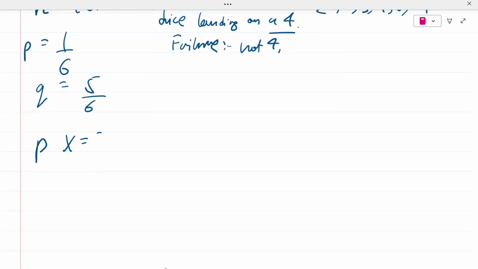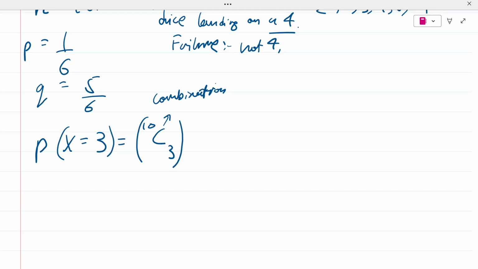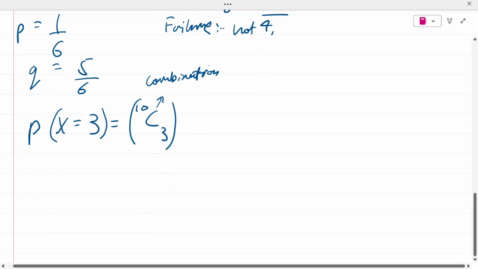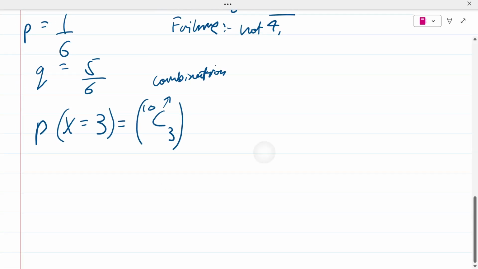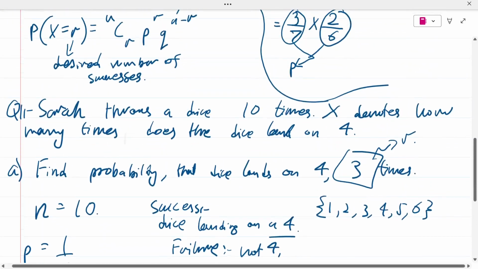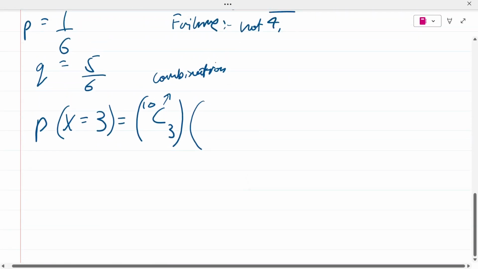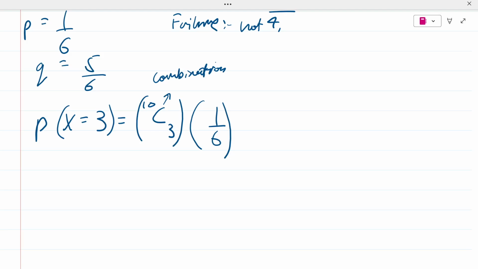P(X = 3) is equal to NCR. What is N? 10. C, and R is 3, right? Now what is C? This is actually combination. You're going to learn more about it when we start learning about combinations and permutations. But for now, this is combination. You're just going to find it on your calculator, okay? NCR, and then what do you have? P to the power of R, right? So the probability of success is 1 over 6, raised to the power of R.